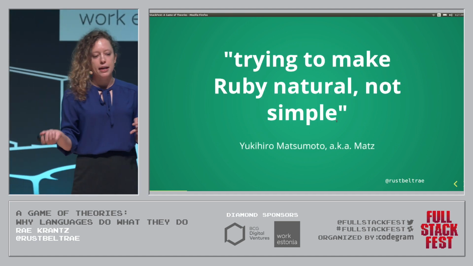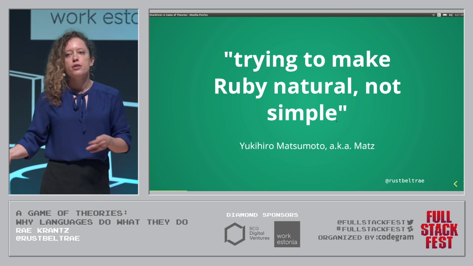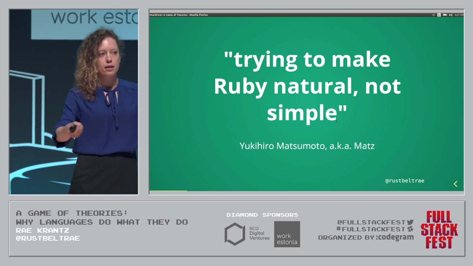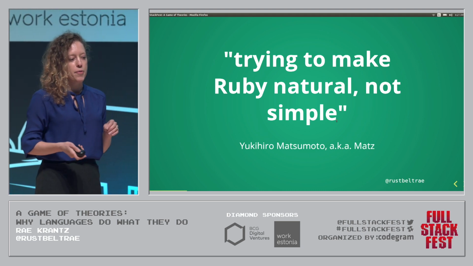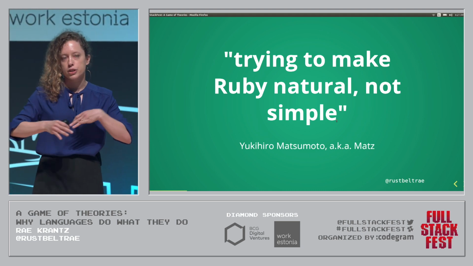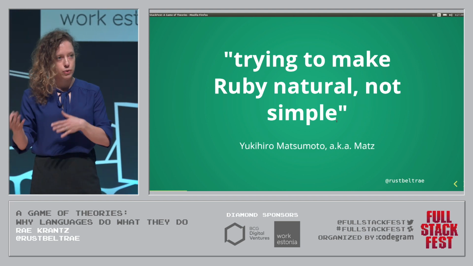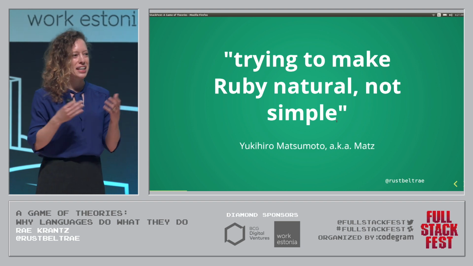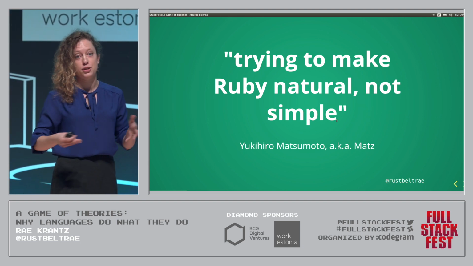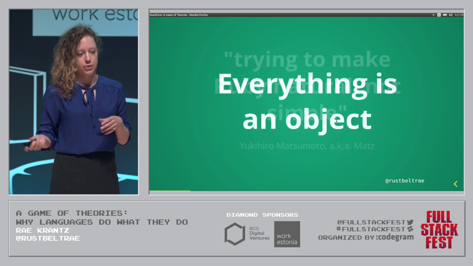Matz also wanted to make Ruby natural, not simple. So you can see this in Ruby syntax. It's supposed to read sort of like a sentence. And he also allows a lot of flexibility, as we will see, that is not always simple, but does give the programmer more ability to have fun as he values.